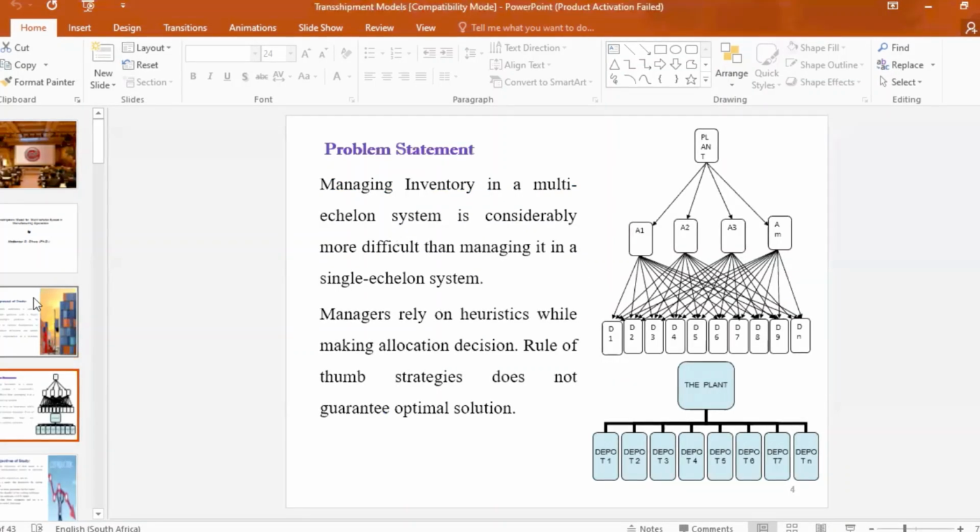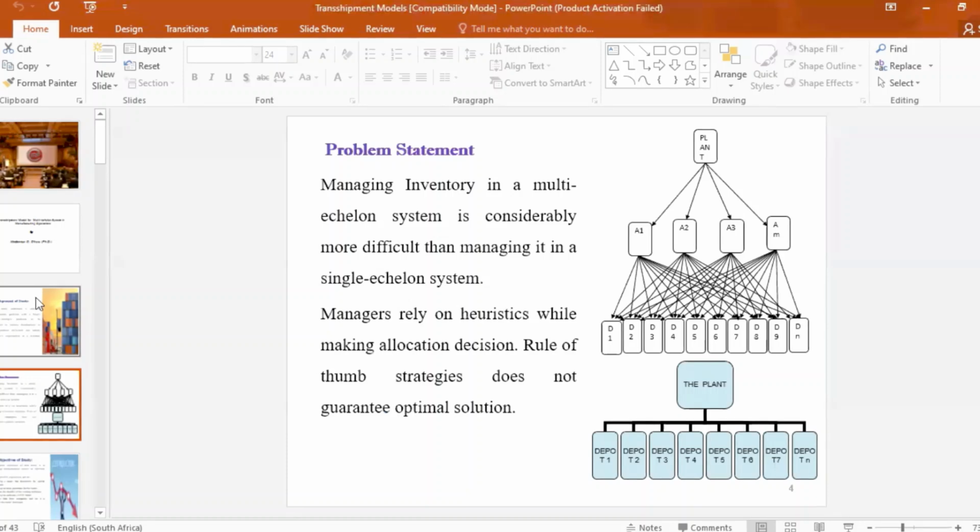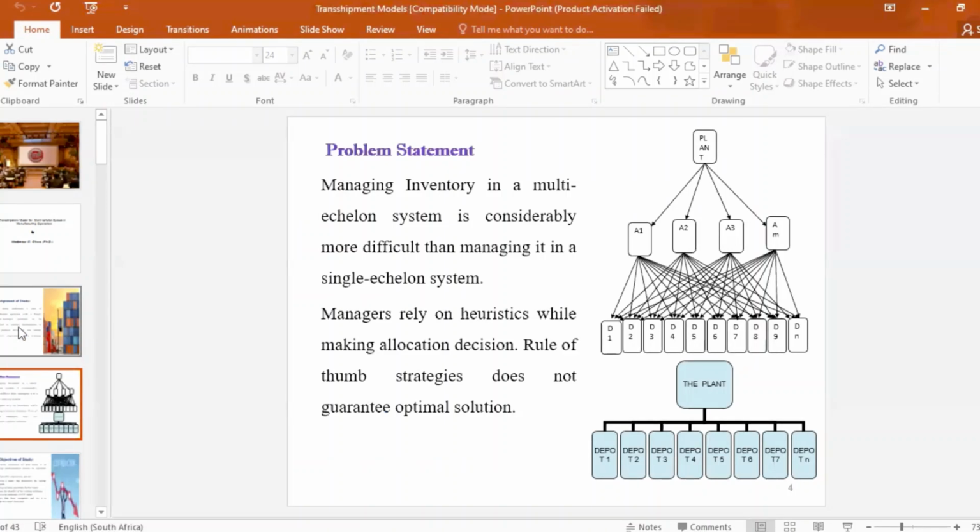Problem statements. Managing inventory in a multi-echelon system is considerably much more difficult than managing it in a single-echelon system. Managers rely on heuristics while making allocation decisions, and the rule of thumb has never offered a good solution.